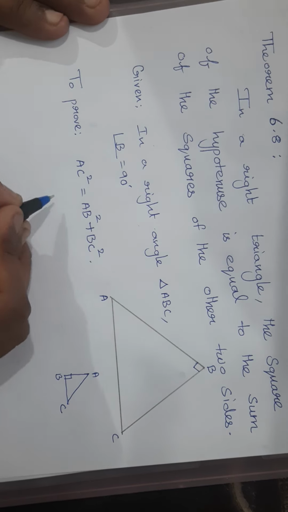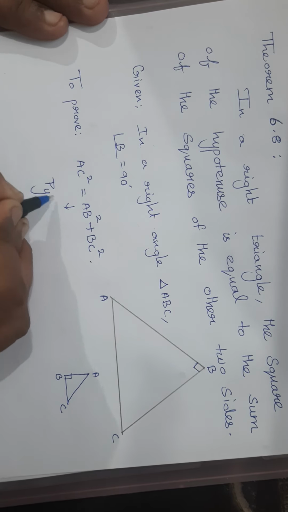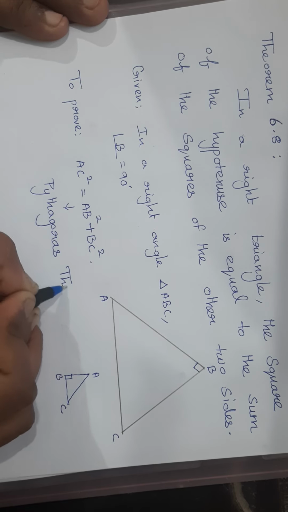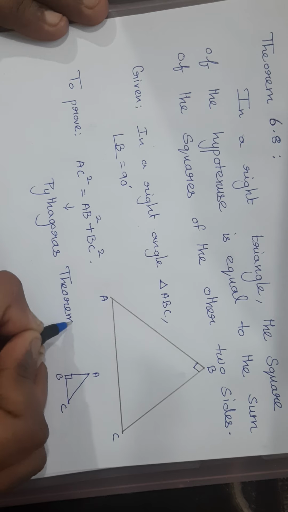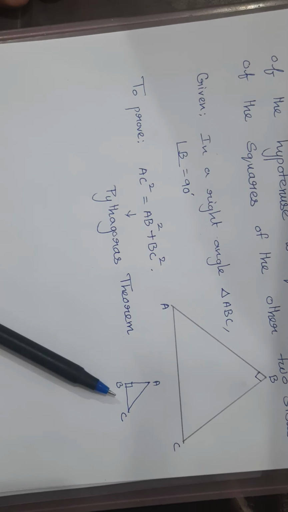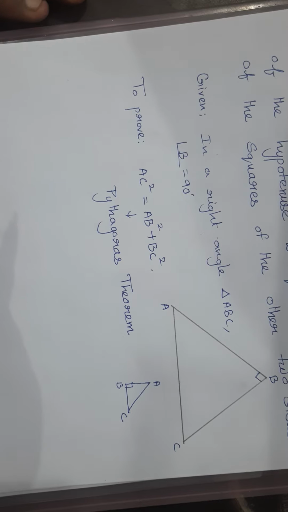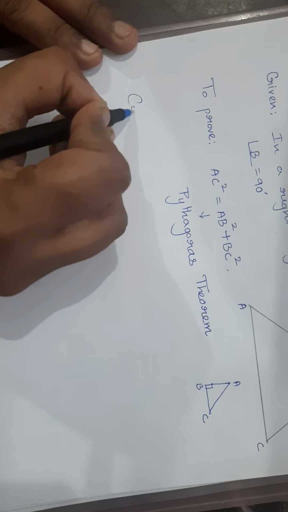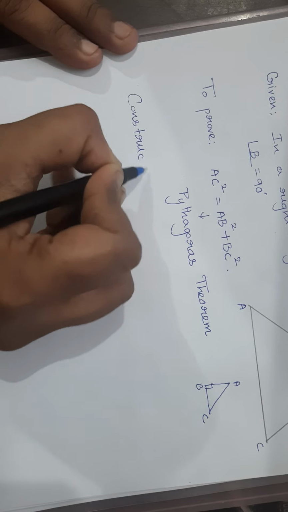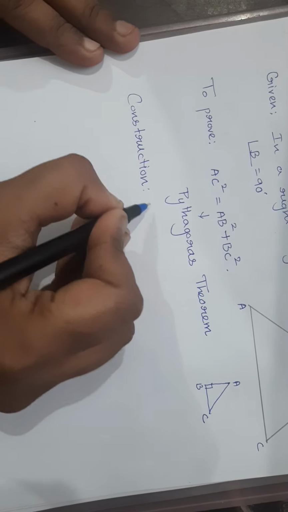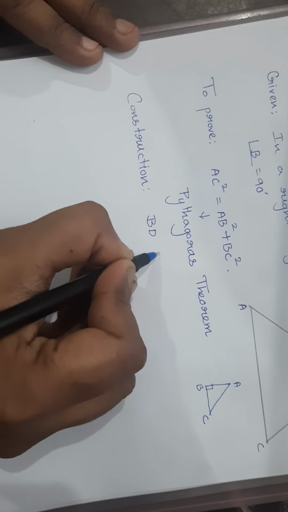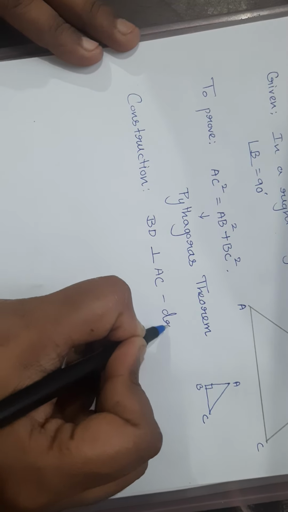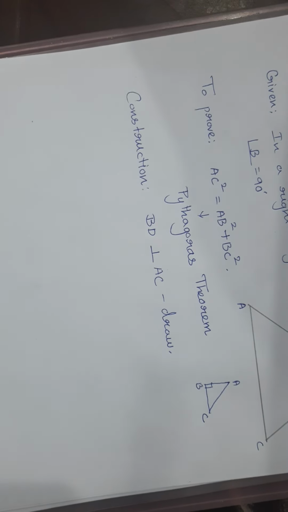This concept is otherwise called the Pythagoras theorem. So, how to prove? Write the construction. Construction is BD perpendicular to AC. Draw BD perpendicular to AC.